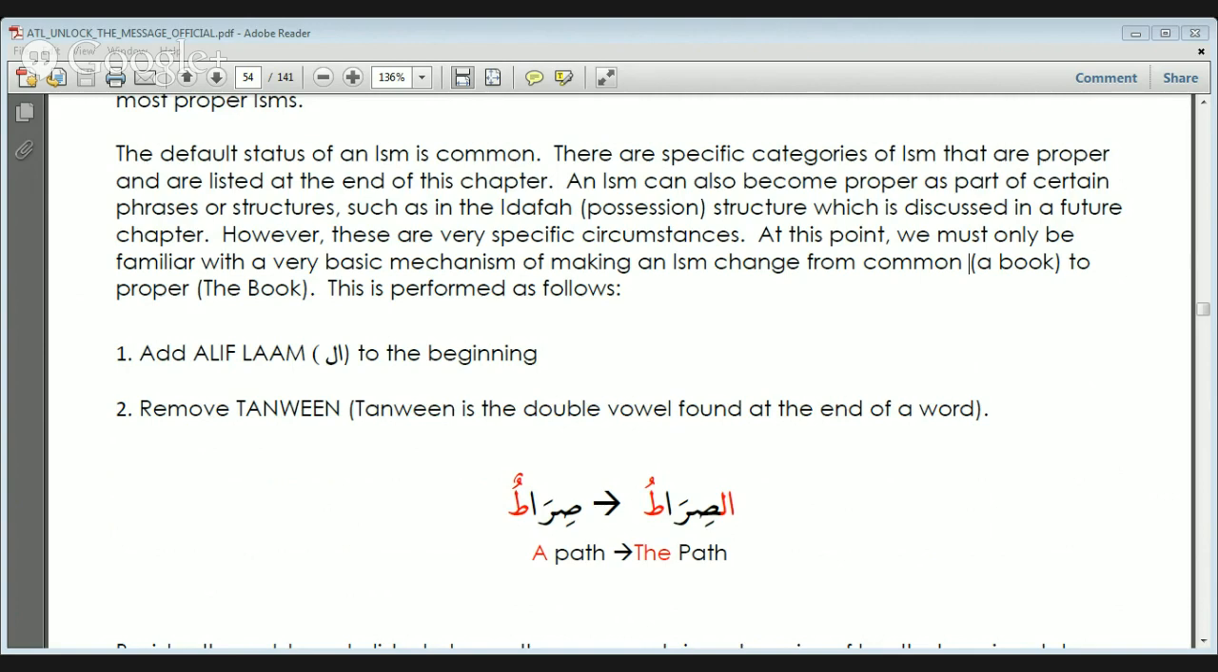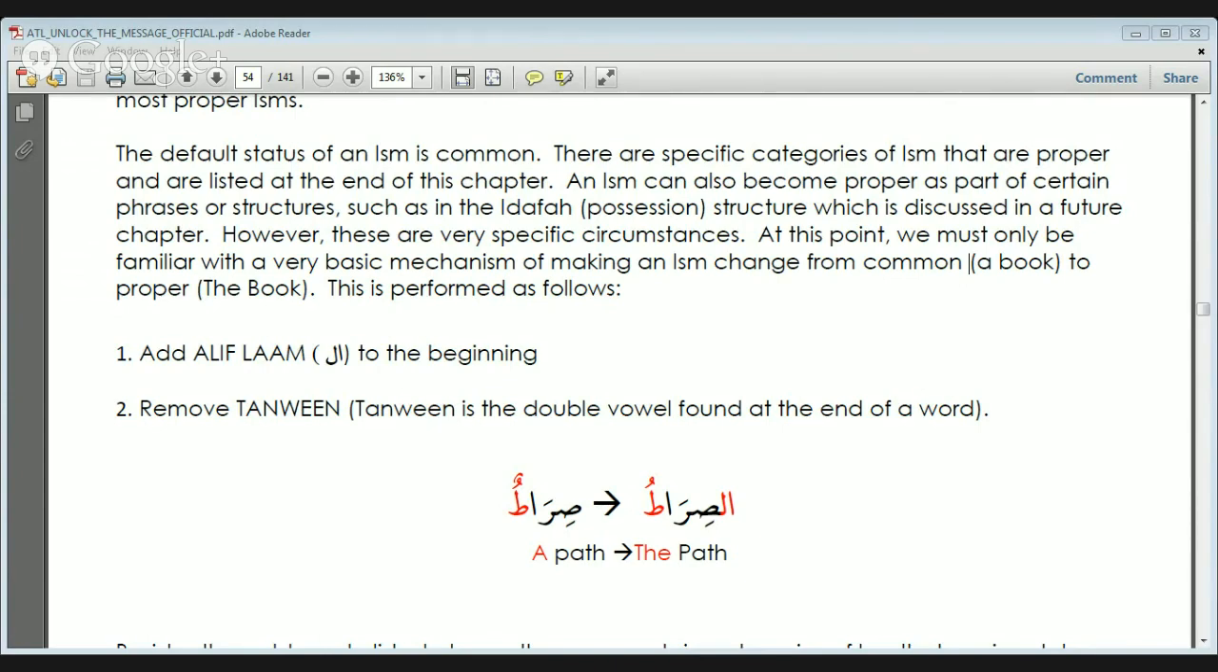Now I'm going to add one more. Isms preceded by the ya of calling, which is known as munada. Now in Arabic, when you call someone, for example, Allah says, Ya ayyuhalladhina amanu, or Ya ayyuhal muzammil, Ya ayyuhal muddathir. Whatever the case may be, the ya of munada is being used.